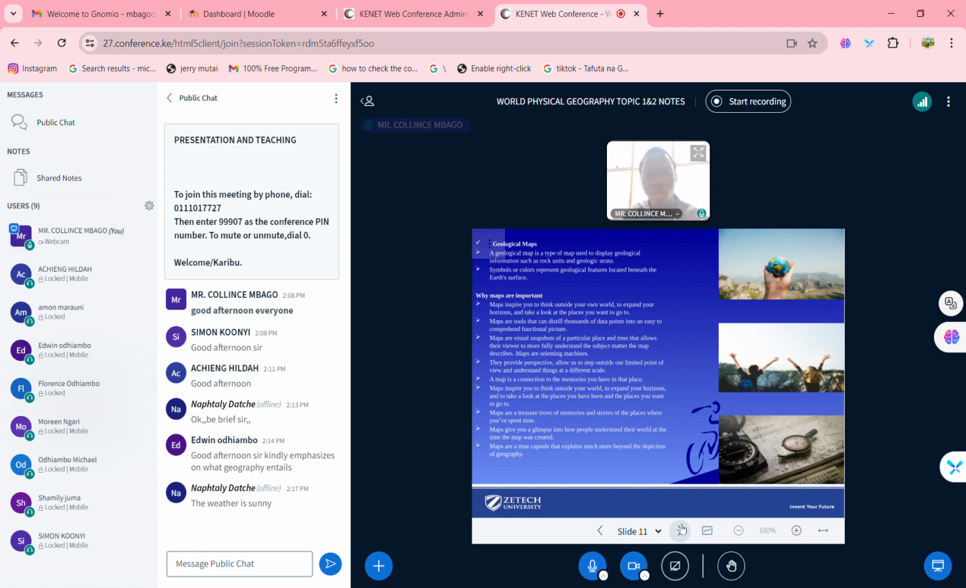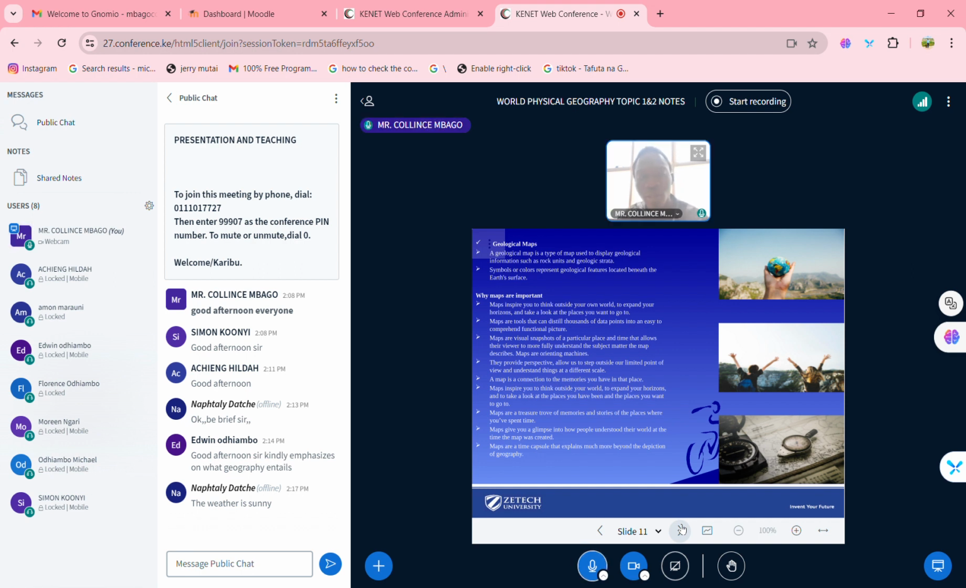We have another one, which is the geological map. It's a type of map used to display geological information such as rock units and geologic strata. Then we are going to look at why maps are important. What makes a map an important thing? What is the importance? What is the significance of a map?